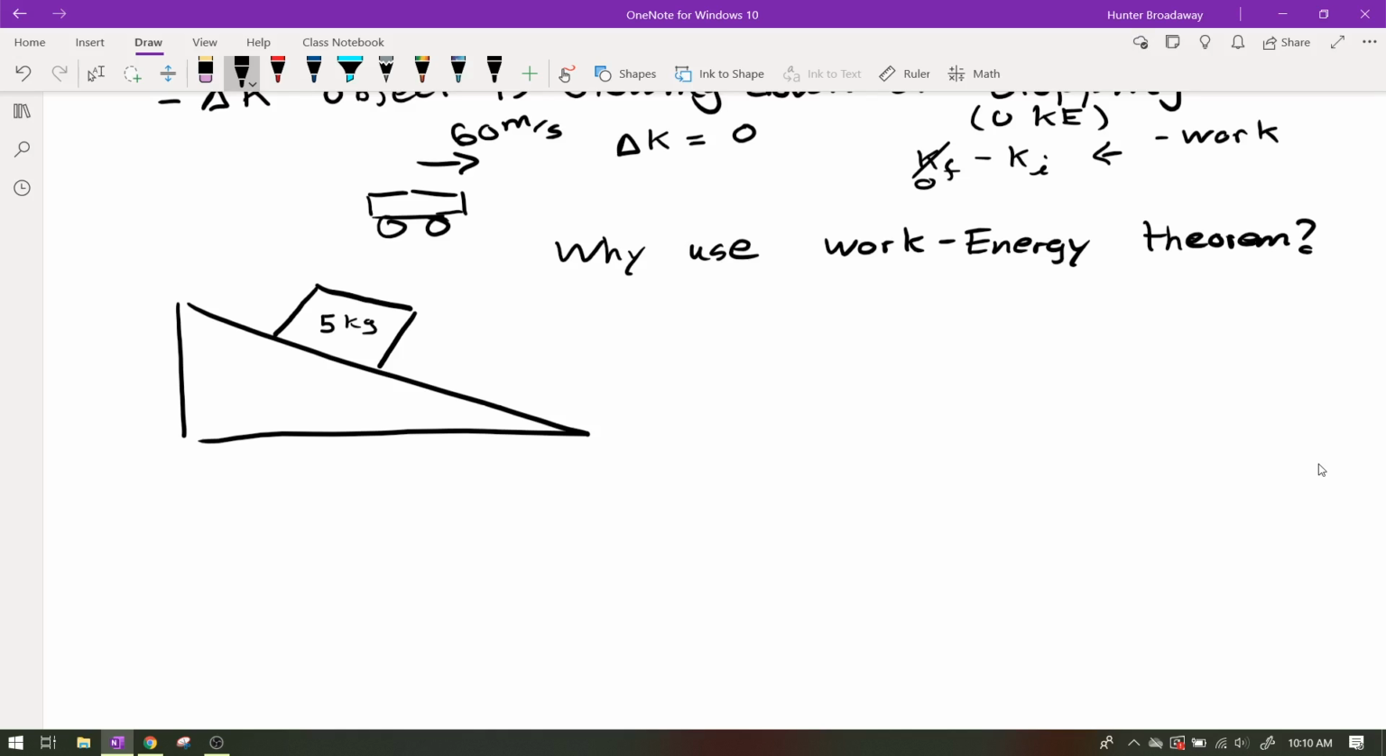Okay, the first way that we could try was what we figured out yesterday. So from yesterday, here was our workflow. We draw out the forces, and then we calculate the work.